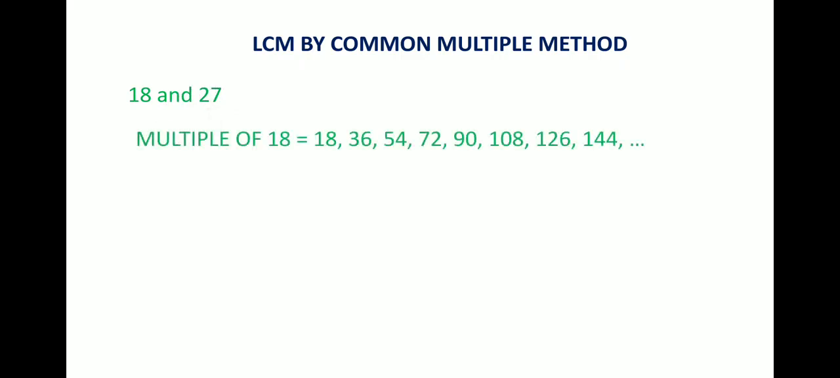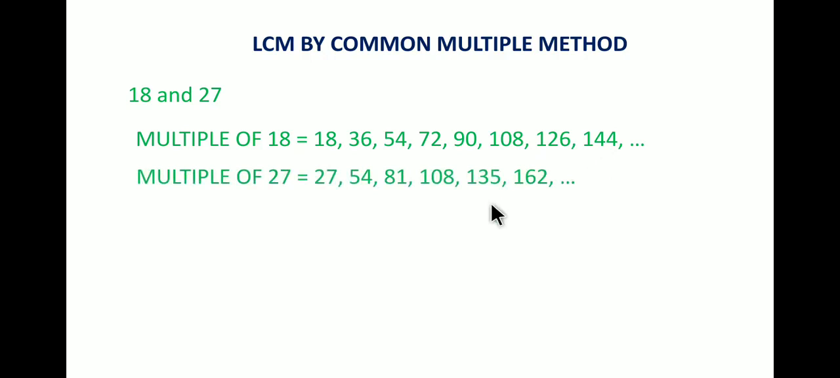And lastly, 18 and 27. So if you have only two numbers, then simply you can get the multiples of these numbers, like the multiples of 18 are all these numbers and the multiples of 27 are all these numbers. You cannot miss any of the multiples because within the given multiples only you may have the answer. So it's better you don't miss any of the multiples of any given number. So multiples of 18 and multiples of 27.